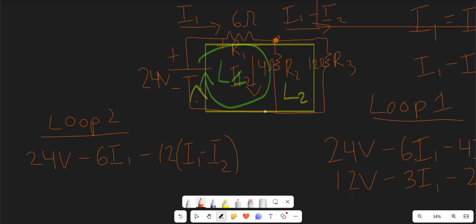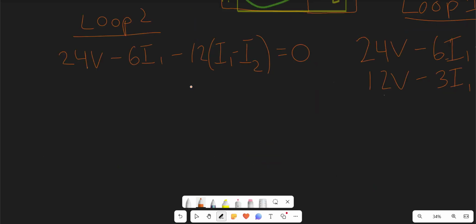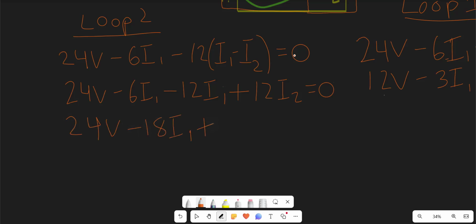So we're just going to make our way back to the initial point. So all this will equal 0. Now let's simplify and distribute the 12 to I1 and I2. So this is going to be 24 volts minus 6 I1 minus 12 I1, and then a negative 12 times negative I2 is going to be a positive I2. So this is plus 12 I2, and all that is going to be 0. So we have 24 volts minus 18 I1 plus 12 I2, and all that is going to be equal to 0. So this is our second equation that we have.